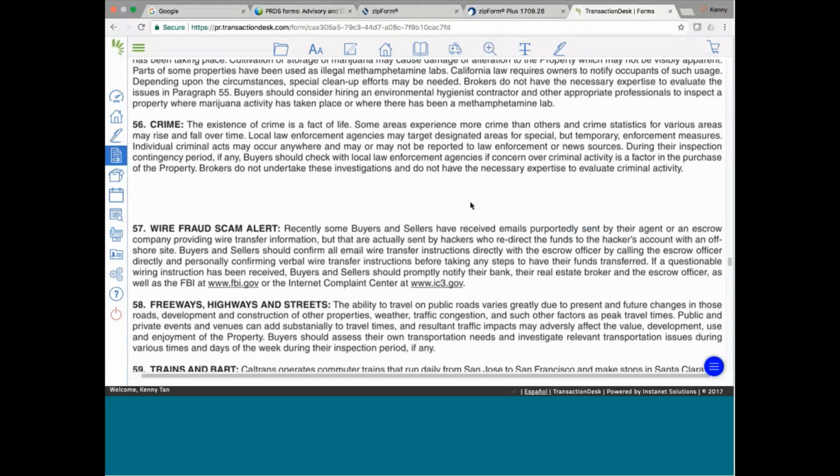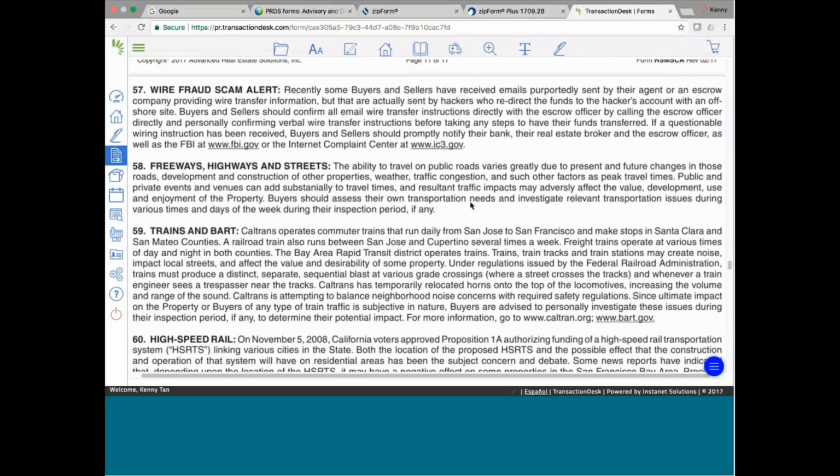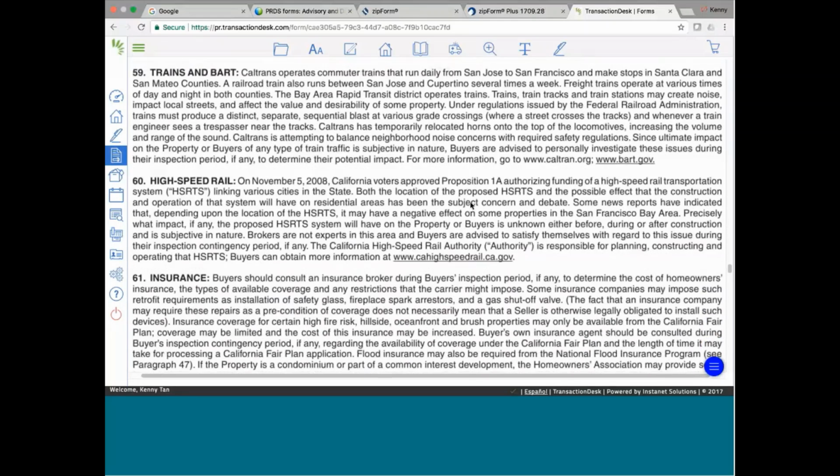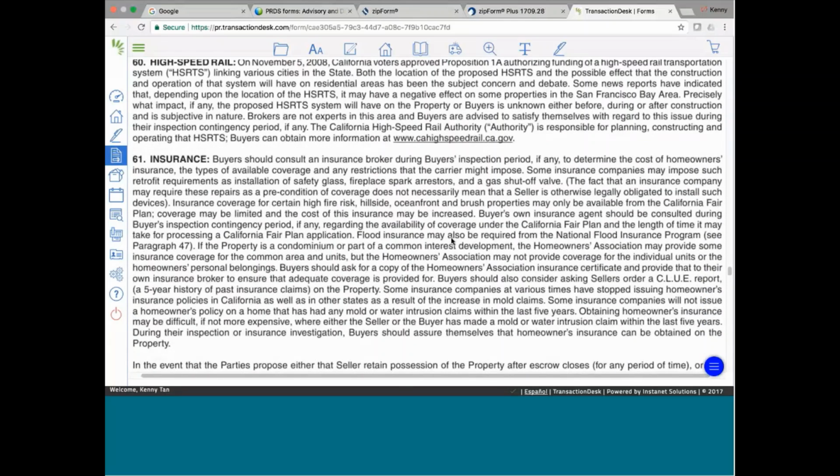Crime, we'll skip that. Wire fraud, scam, skip that. Freeway, highway, street, skip that. Trains and BART, just to warn people about the noise. High-speed rail, I guess about the noise also. Okay. Insurance. Certain requirements about the insurance.